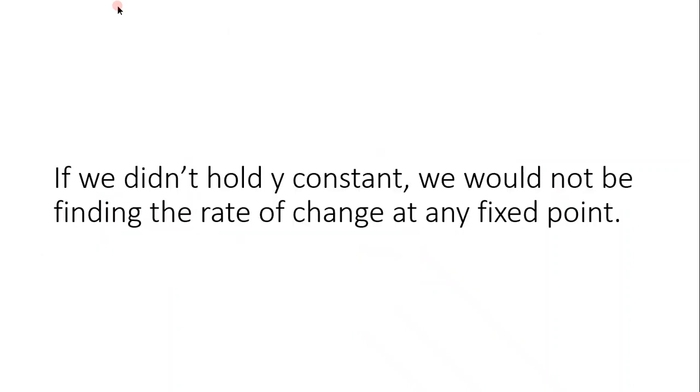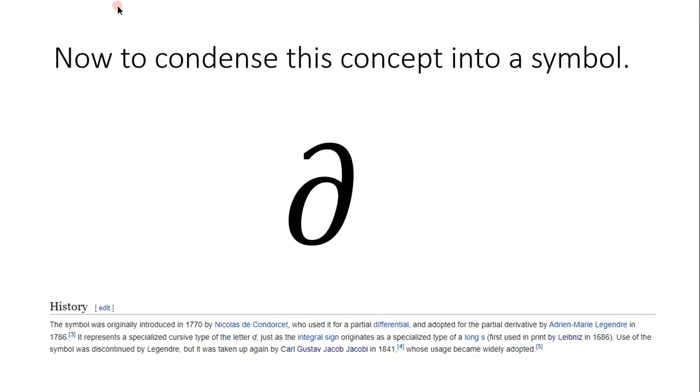If we didn't hold y constant, we would not be finding the rate of change at any fixed point. It would just be, I don't know what would happen, but it wouldn't do what we'd want it to do. So we condense this entire concept into this symbol, and it doesn't really have a special name like lambda or epsilon. It's just d or curly d, and there's the history at the bottom if you want to have a look.